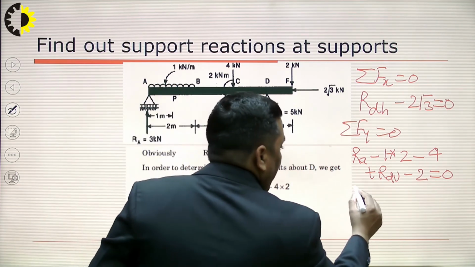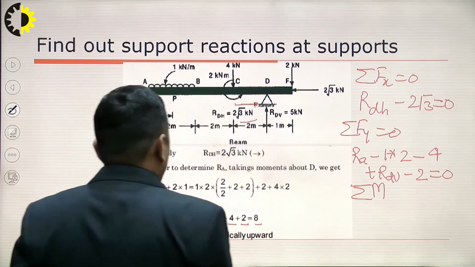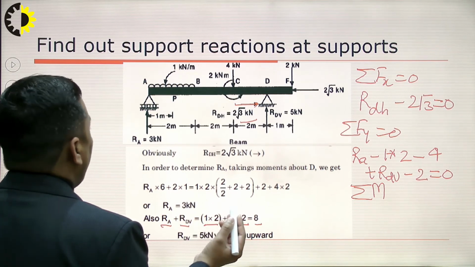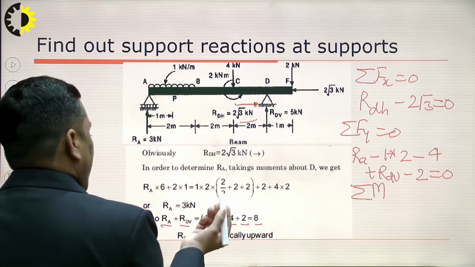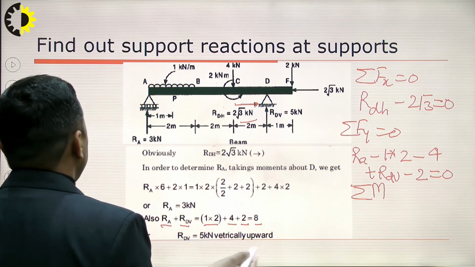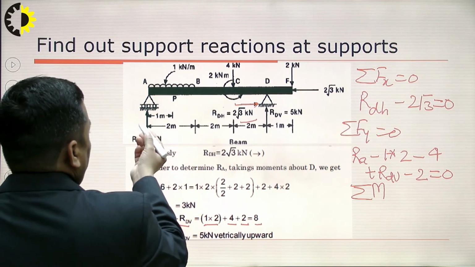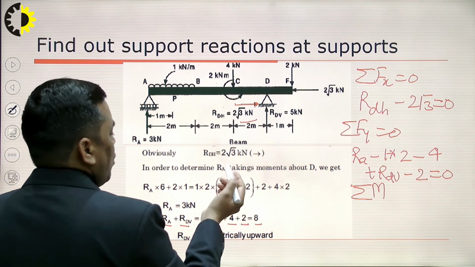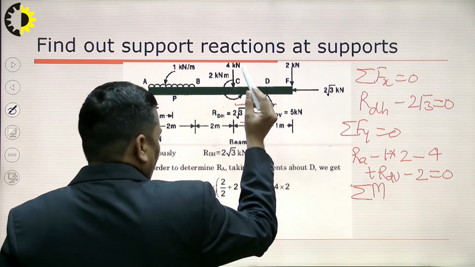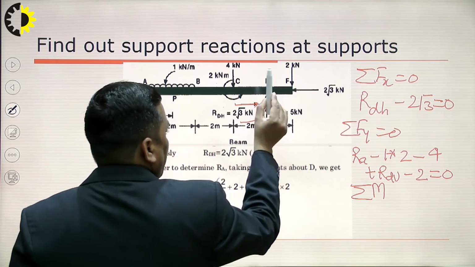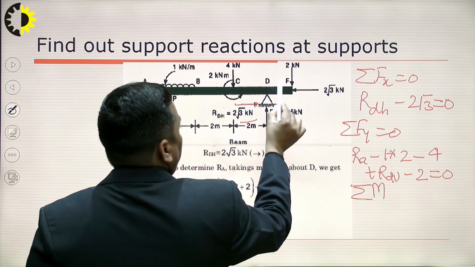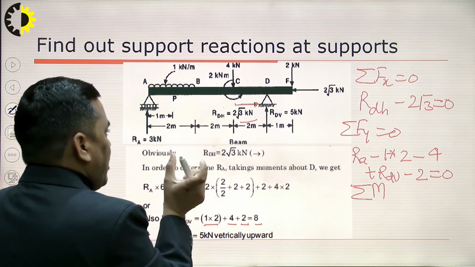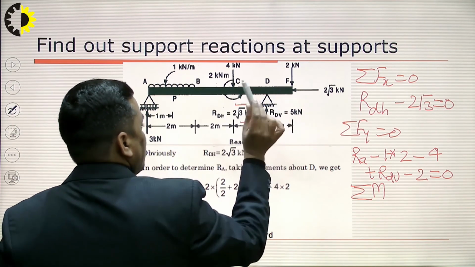Another equation which we can apply is the moment equation. Whatever point you want to choose, you can choose: either the moment about point A or about point D. The choice is always ours. Here I am going to select point D. Why? Because the number of forces passing through point D is greater: RdV, RdH, and 2 under root 3. These three forces pass through point D, so the moment equation will be slightly shorter.